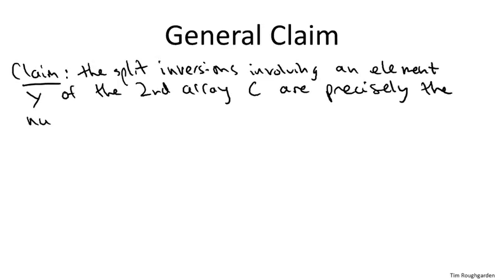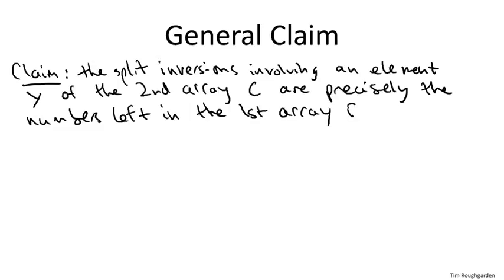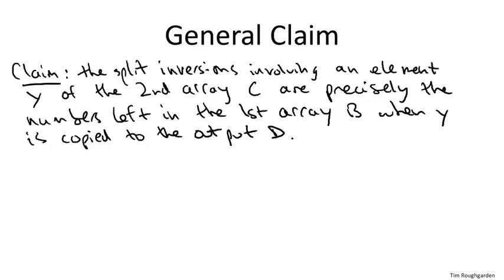So on the right array, C, we had the elements 2, 4, and 6. Remember, every split inversion has to, by definition, involve one element from the first half and one element from the second half. So to count the split inversions, we can just group them according to which element of the second array they involve. So out of the 2, 4, and 6, the 2 is involved in the split inversions 3, 2, and 5, 2. The 3 and the 5 were exactly the elements remaining in B when we copied over 2. The split inversion involving 4 is exactly the inversion 5, 4, and 5 is exactly the element that was remaining in B when we copied over the 4. There's no split inversions involving 6, and indeed B was empty when we copied the 6 over into the output array D. So what's the general argument?